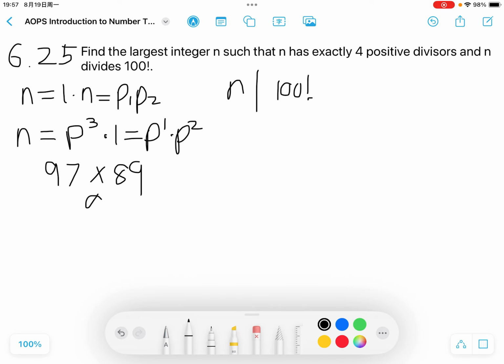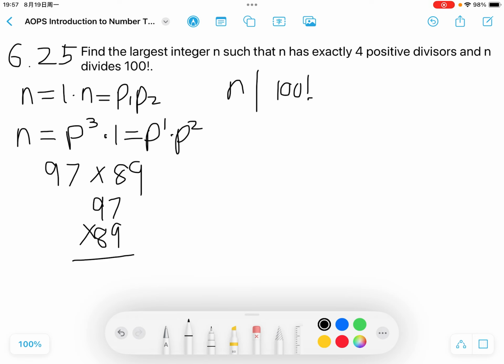So some people are probably going to ask, why isn't it any prime up to 100 factorial? Why is it any prime up to 100? Well, that is because if you try to prime factorize 100 factorial, the largest prime you're going to get in your prime factorization has to be a prime less than 100.